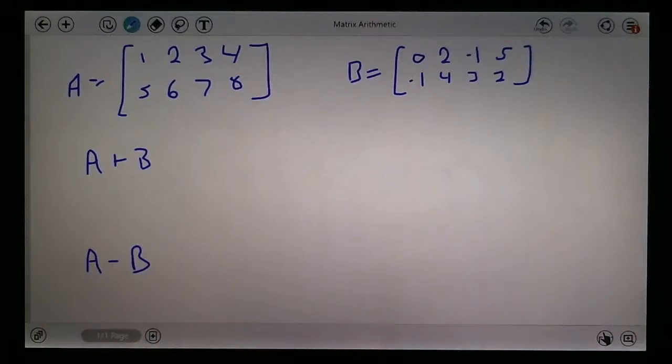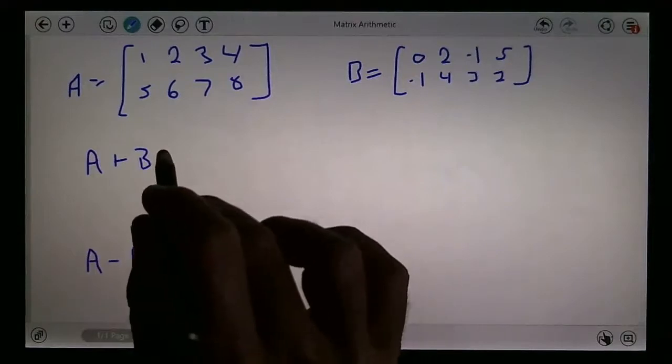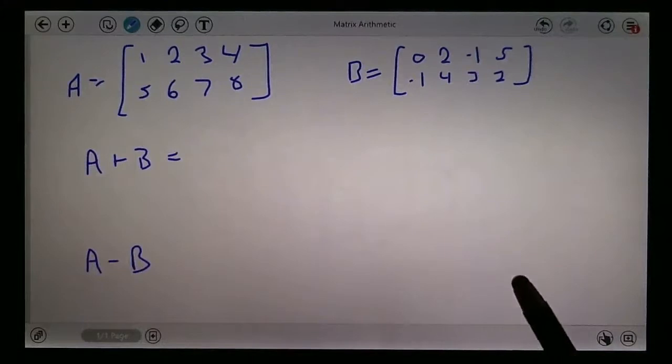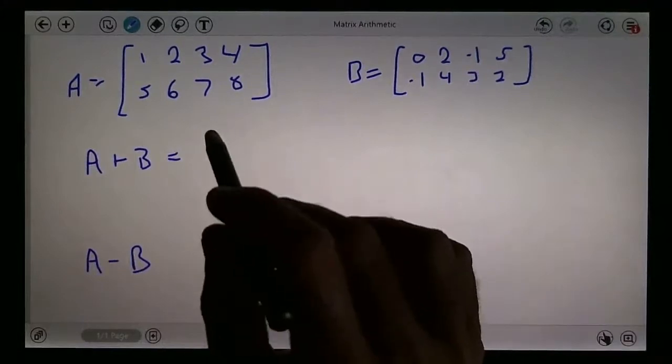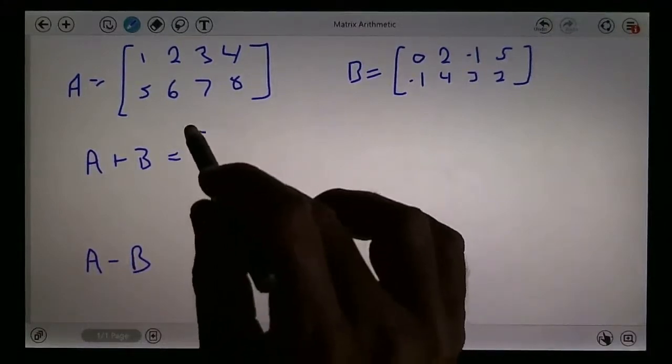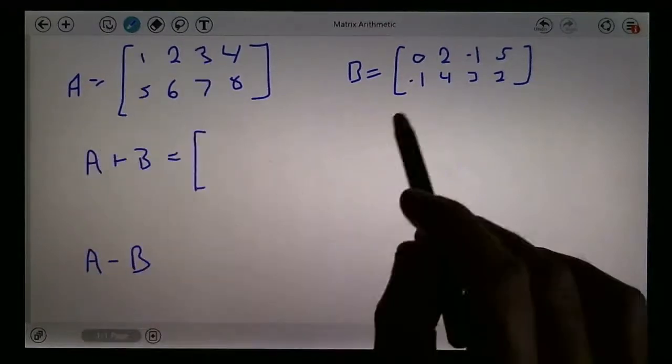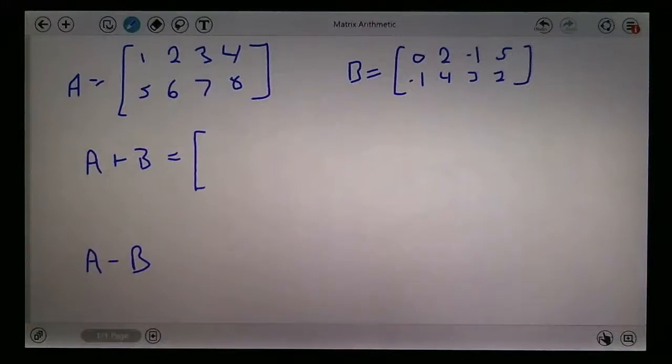Someone may come up with a really nice way to do it, but for our uses for this class, we really don't have a reason to add matrices that are different sizes. If they're the same size, here's what we do. We will add them corresponding entry by corresponding entry. So I'm going to have the result, which is exactly the same size as what I started with. This is a 2 by 4 matrix. This is a 2 by 4 matrix, so I can add them.